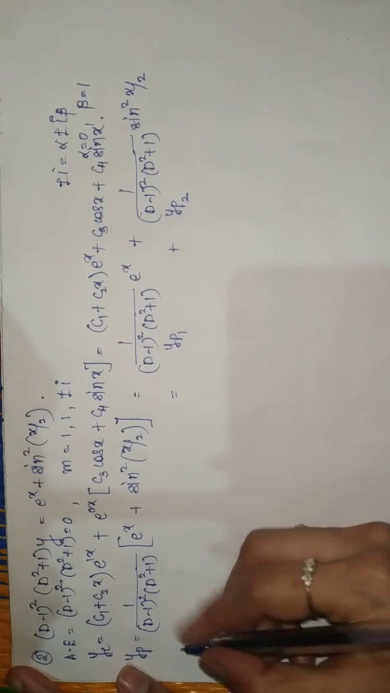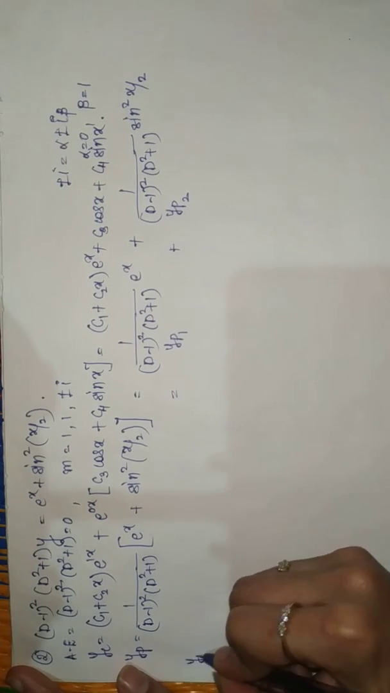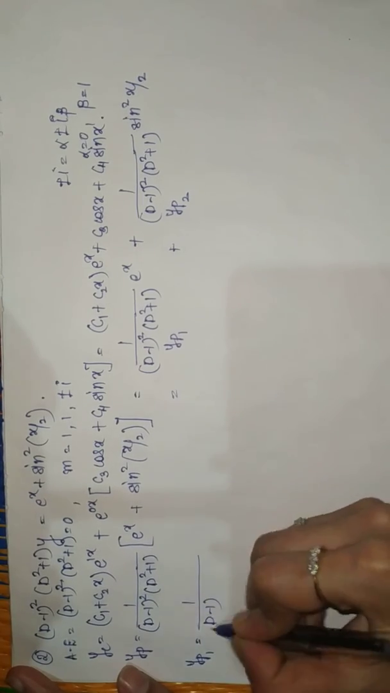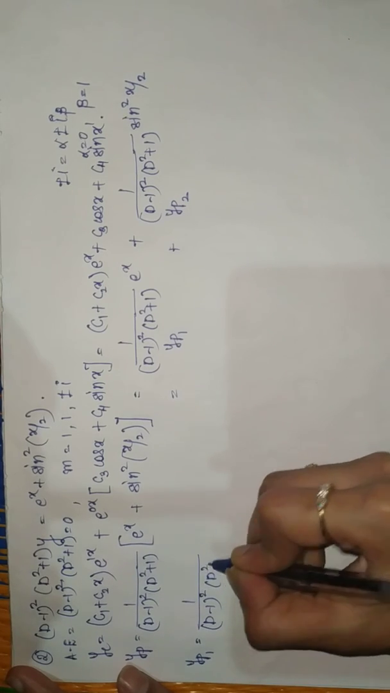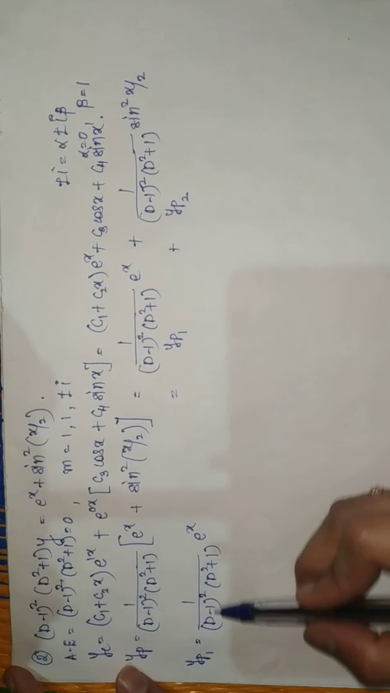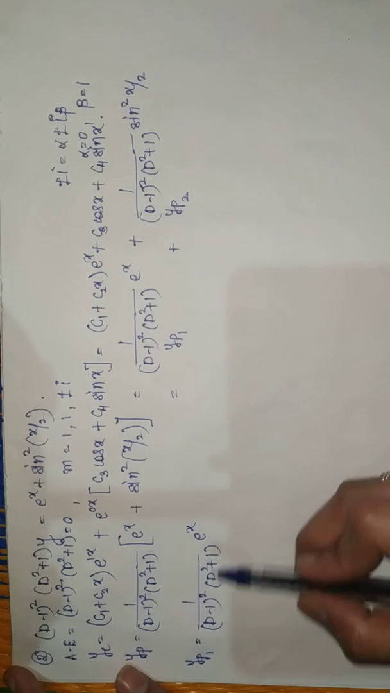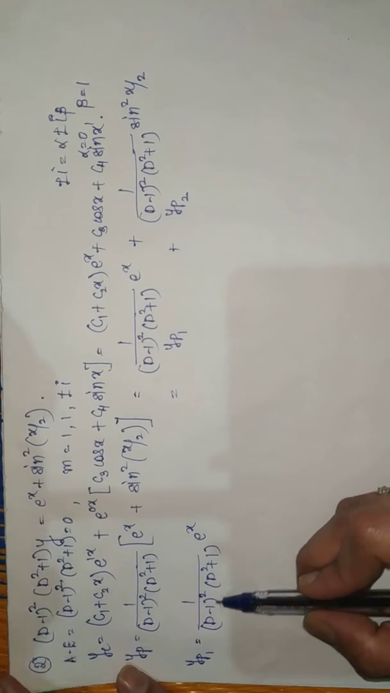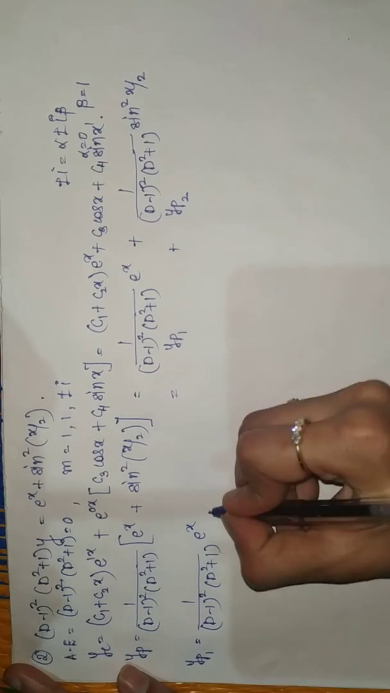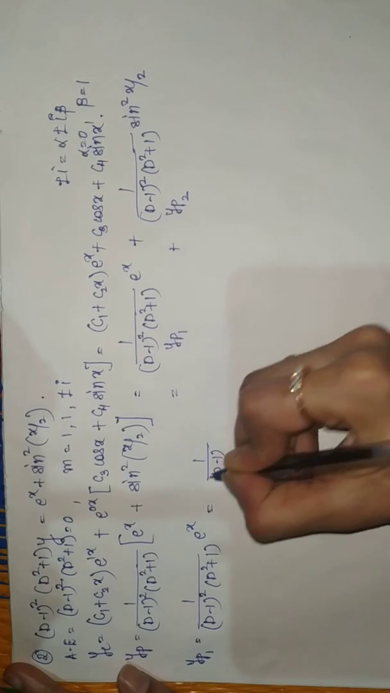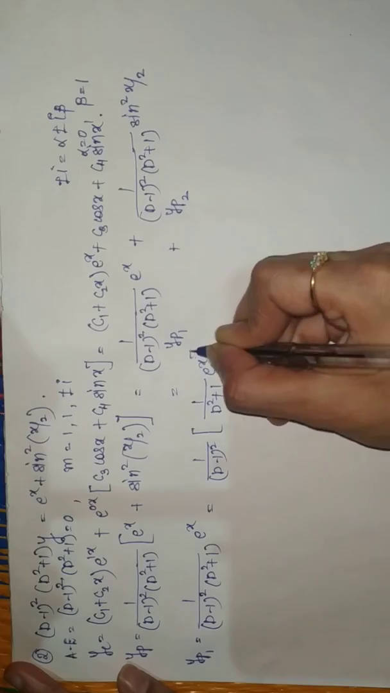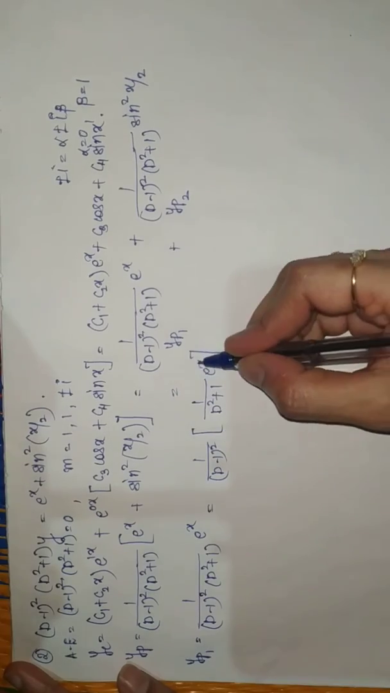Okay, so now to solve yp1. Let's see: 1 upon (D minus 1) the whole squared, (D squared plus 1) over e to the power x. So what does the rule say? We have to replace D with 1. But if I replace D with 1, the denominator goes to 0. Okay, so what will we do? These are two different operators, so we will solve them separately. We will first solve D squared plus 1 over e to the power x, and we will apply the rule only for this function.